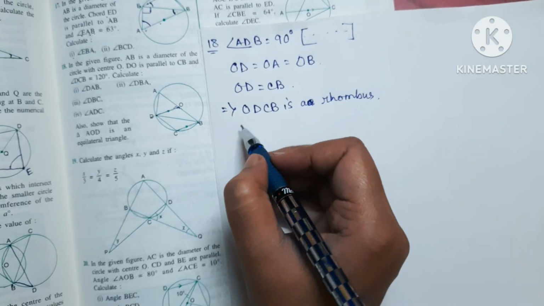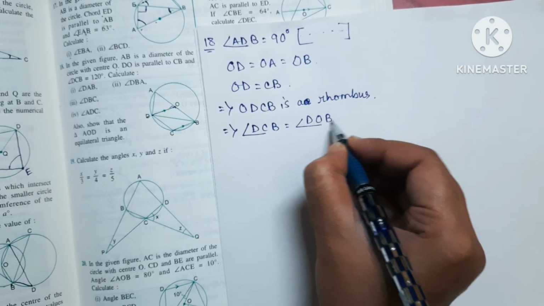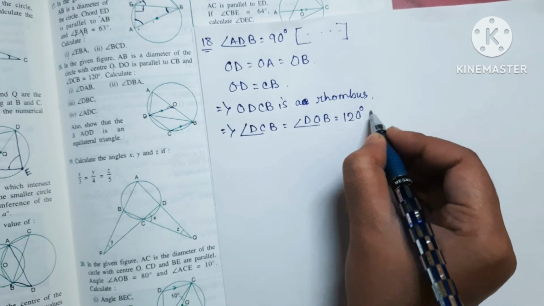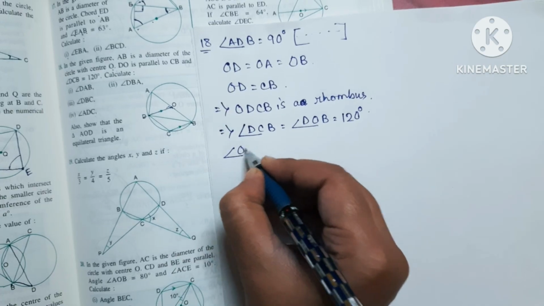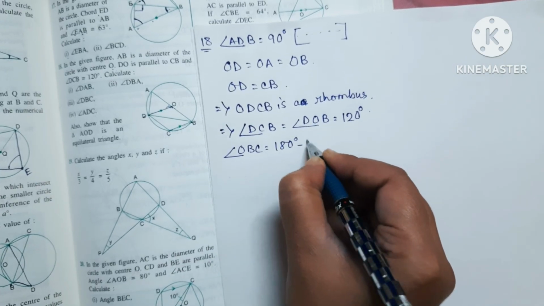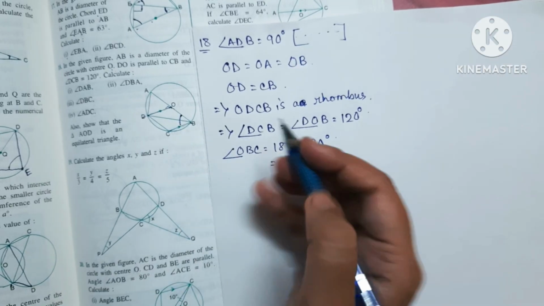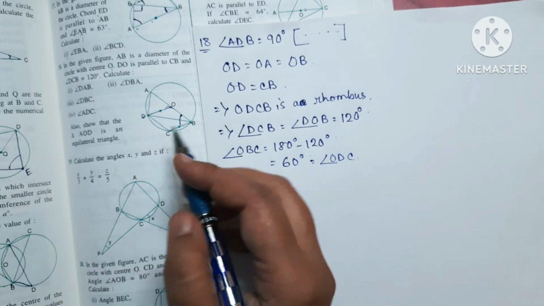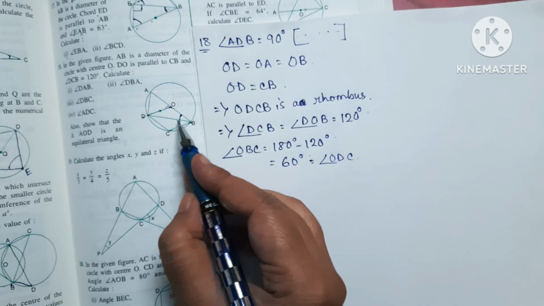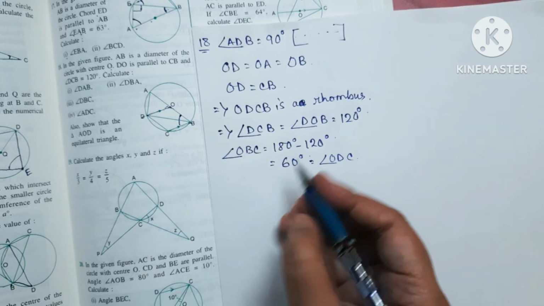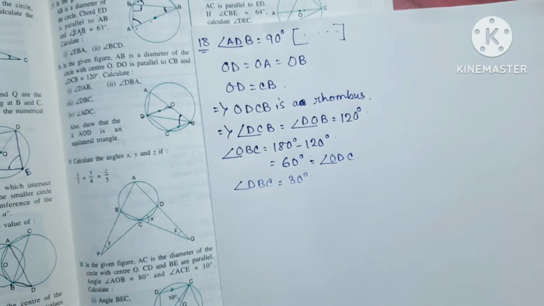Okay, now that means angle DCB is equal to angle DOB. So DOB is 120. So angle OBC will be 180 minus 120, so that will be 60 degrees. Okay, so this one is 60 degrees, and that is equal to ODC. Another thing, since this is a rhombus, BD is the angle bisector of this angle. So angle DBC is 30 degrees, half of 60 degrees.